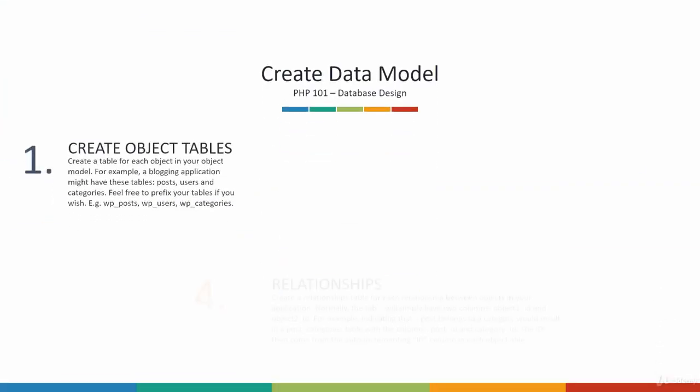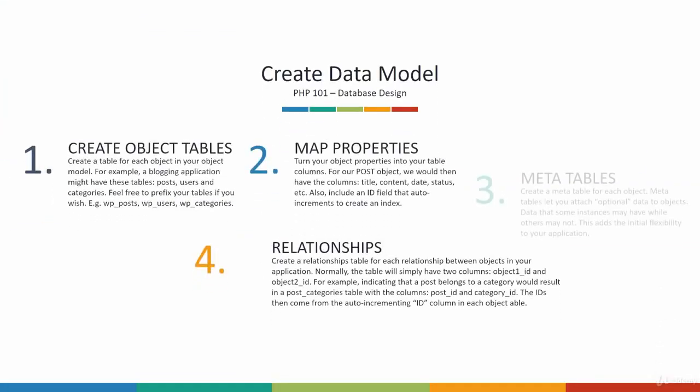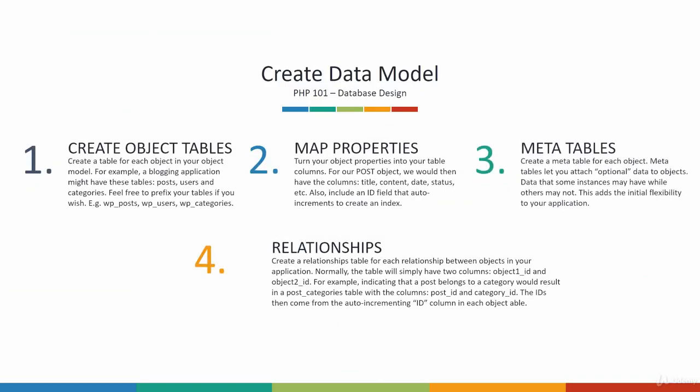So in order to create your data model, there are really 4 steps to it. First, you want to create your object table. So create a table for each object in your object model, whatever they happen to be. So for example, in our blogging application, you might have a post table, a users table, and a categories table.